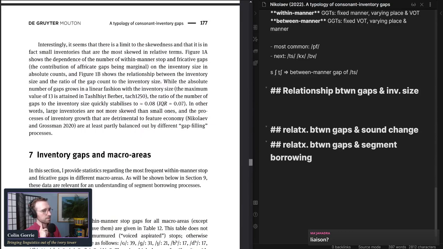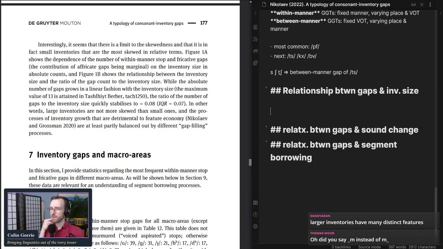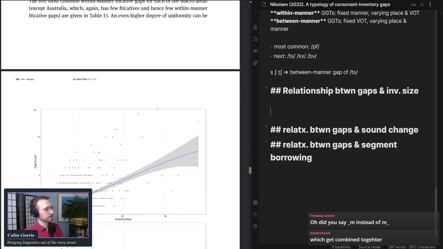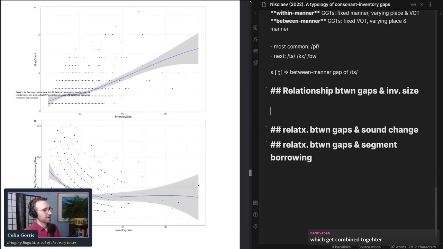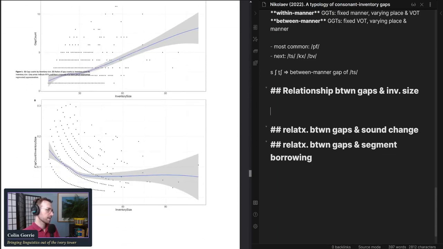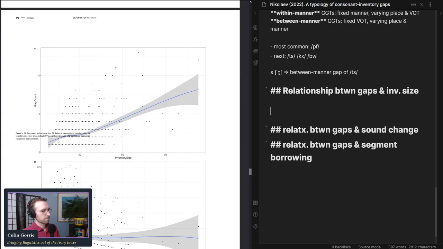Interesting. So if you have an inventory size of 20, let's see if we can look at this on the map. If you have it, oh, yeah, interesting. Okay, interesting. Here's the ratio, right? So this is just the raw count of number of gaps as the inventory size goes up.